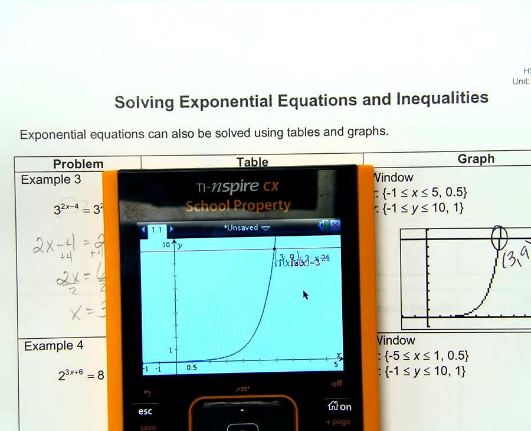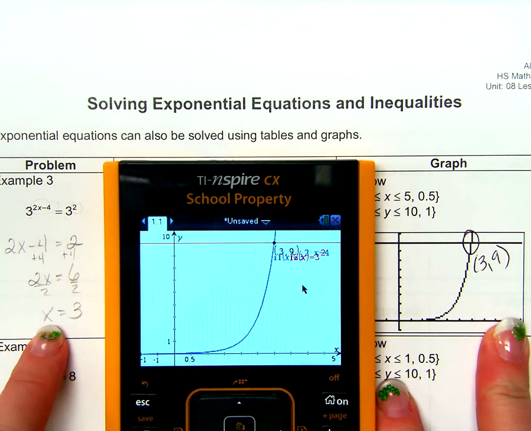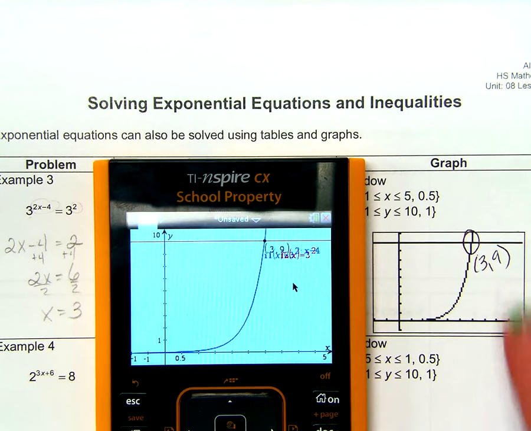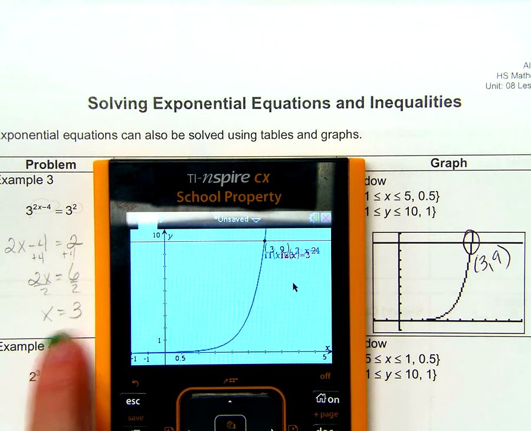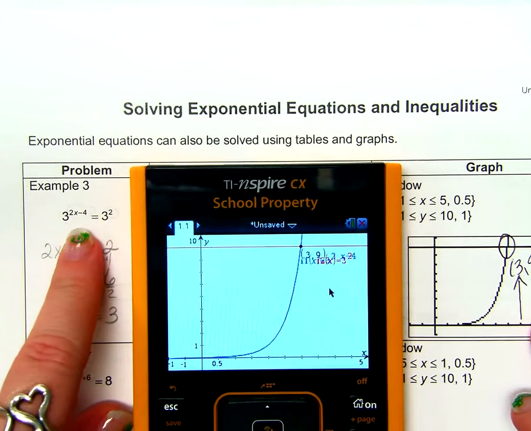Now, we kind of already knew that, didn't we? When we solved it algebraically, we got an answer of x equals 3. So where does the solution show up in the point? Does it make sense it's the x coordinate of the point? Because what is the only variable in my original problem?